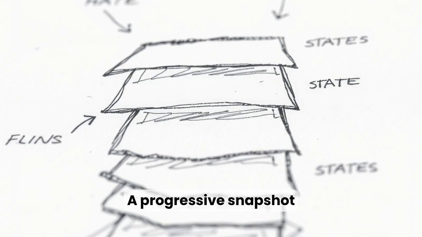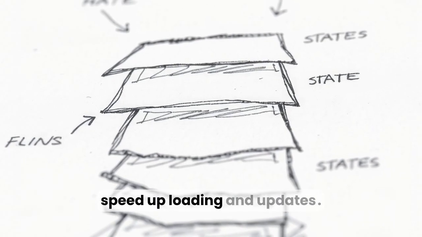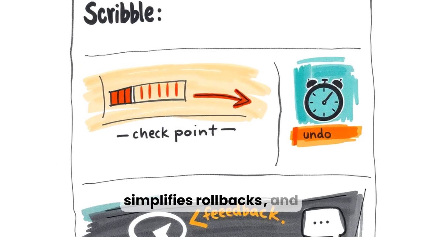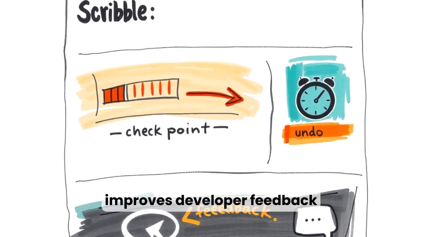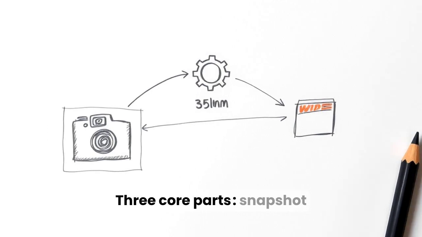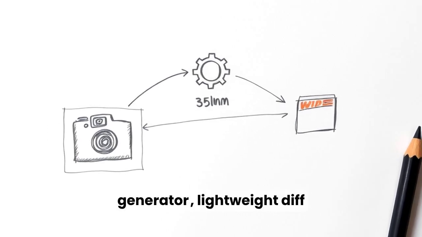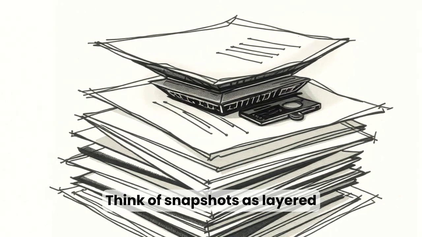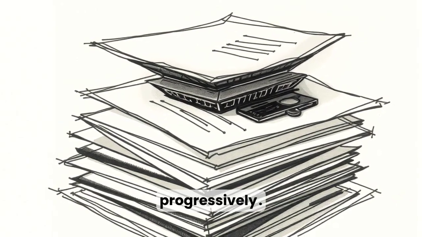A Progressive Snapshot captures incremental states to speed up loading and updates. It reduces load time, simplifies rollbacks, and improves developer feedback loops. 3 core parts: Snapshot Generator, Lightweight Diff Engine, and Snapshot Cache. Think of snapshots as layered sketches that stack and update progressively.